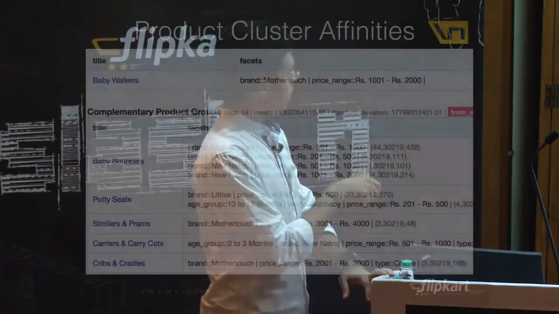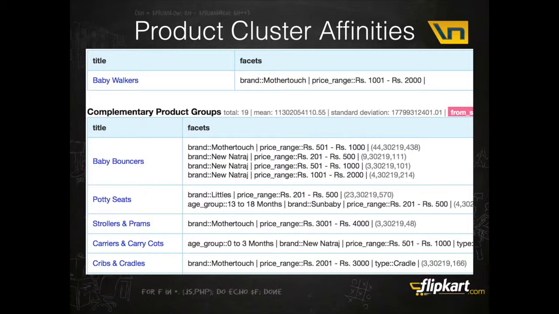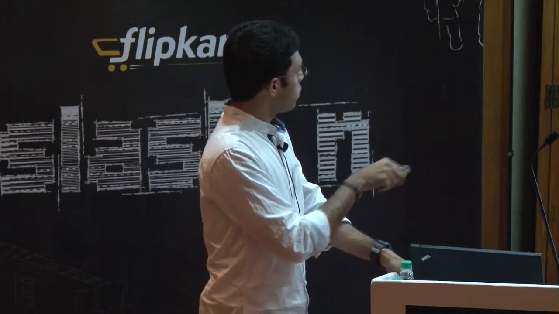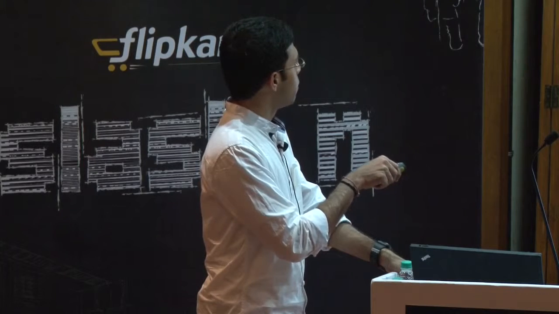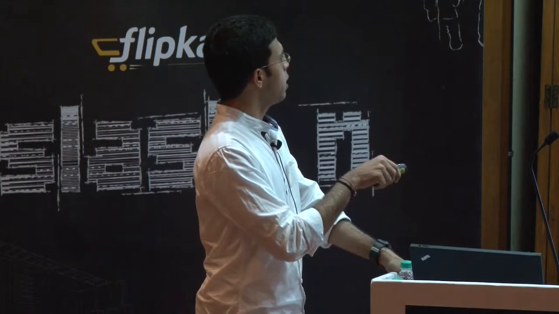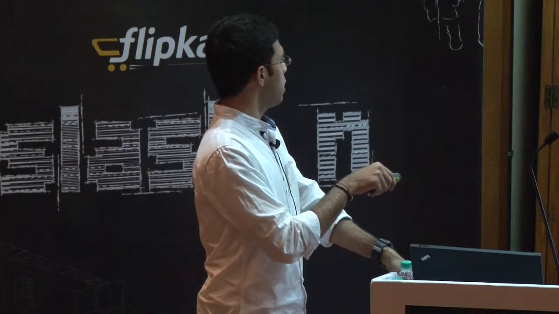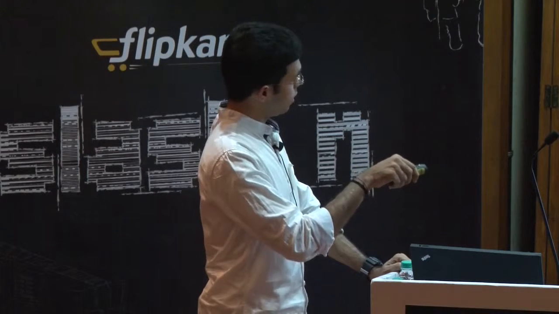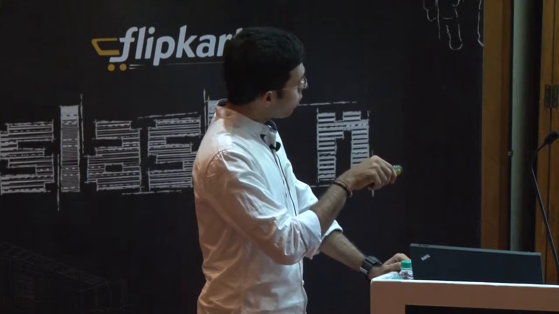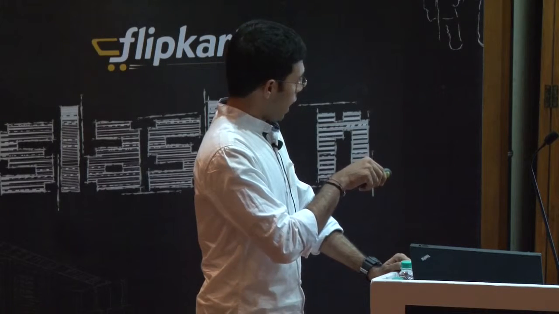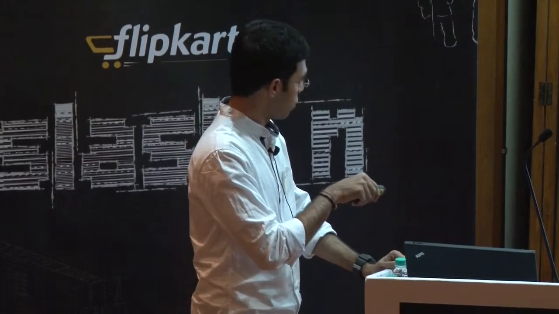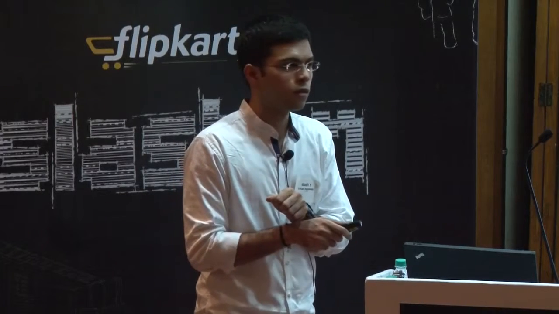Inside Flipkart, we represent this in a console in this way. It's the same thing you saw: baby bouncers here, and so on. The first is baby bouncer, and this tells you a lot more information, because this cluster is made up of these attributes, such as brand and price range. The significance is that all the products with these attributes have an affinity towards all the products with these other attributes. So it's not just one product that we are talking about.